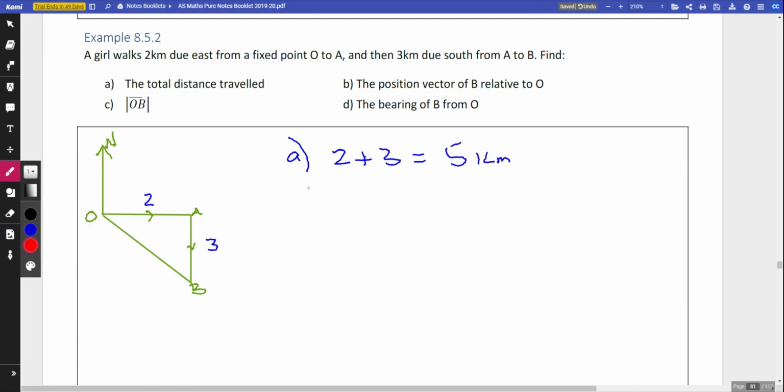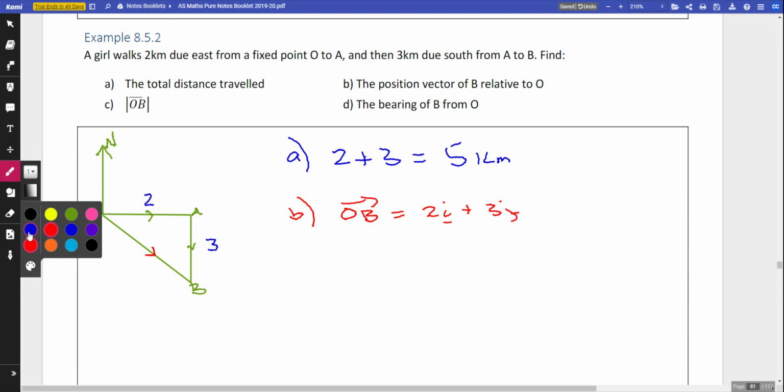The position vector. So the position vector of B relative to that starting point. So that's O to B is what we are looking for. So this vector here, O to B, going in that direction, we're going 2 across, so 2i, and then we've got 3 down, so the position vector would be 2i plus 3j.